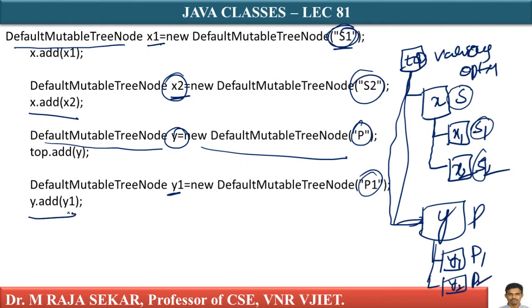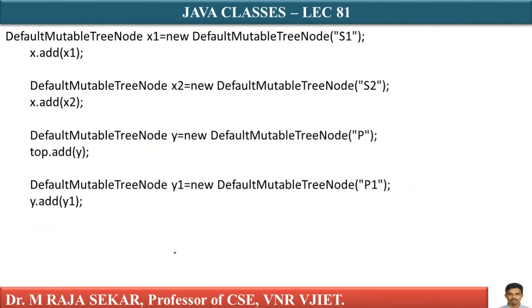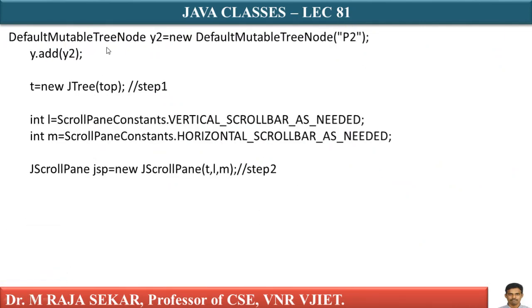Just see, Y.add(Y1). Now I will explain Y2. Just see here, DefaultMutableTreeNode Y2 equal to new DefaultMutableTreeNode P2.